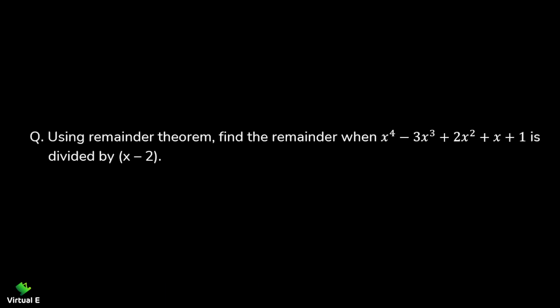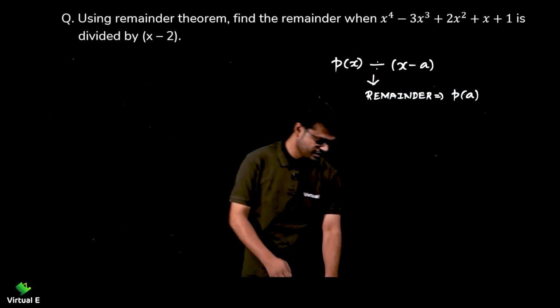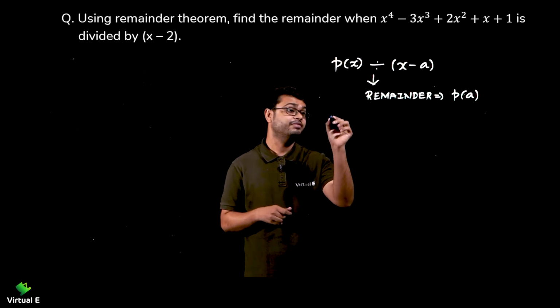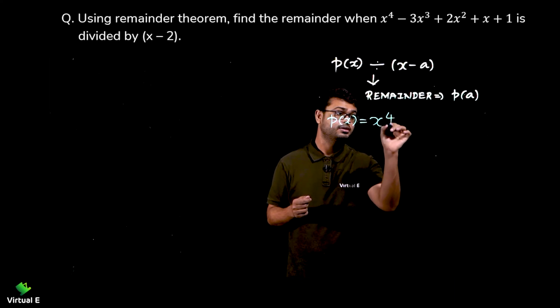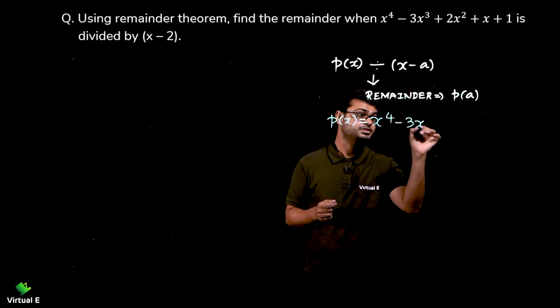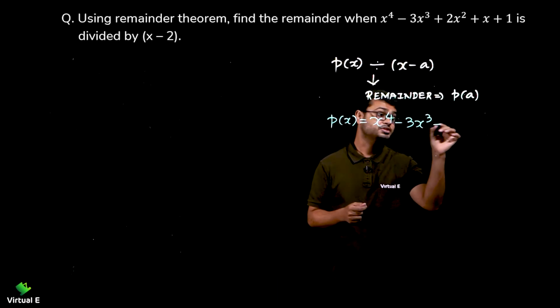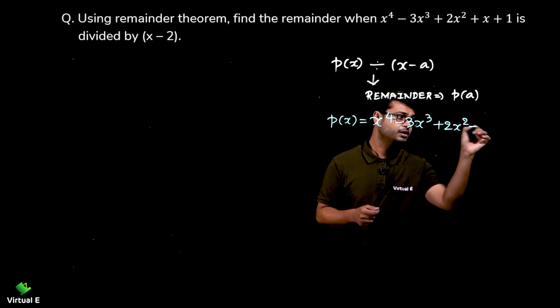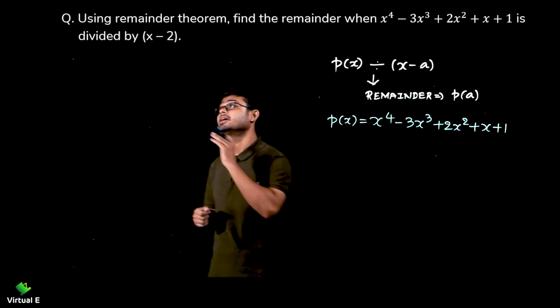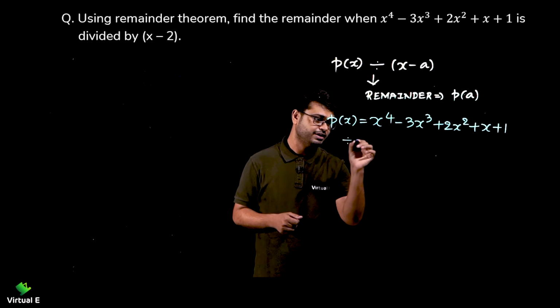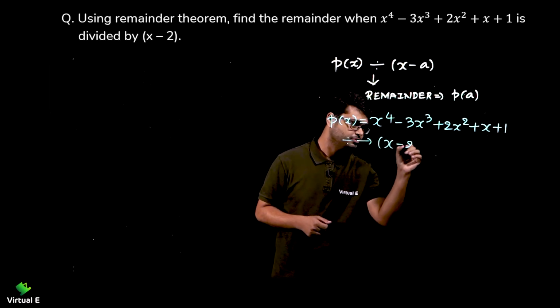Let's start. Using the remainder theorem, find the remainder when this polynomial is divided by another polynomial. We have a polynomial of degree 4 over here. So first of all, let's write p(x), that is x raised to 4 minus 3x cube plus 2x square plus x plus 1. And by what polynomial are we dividing? x minus 2. So we divide by x minus 2.